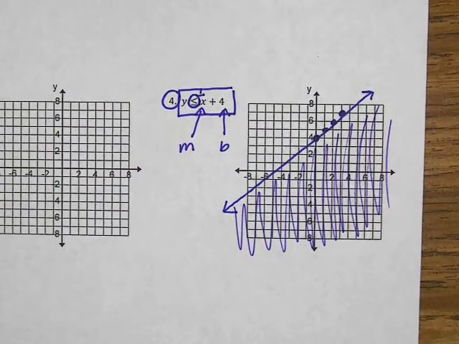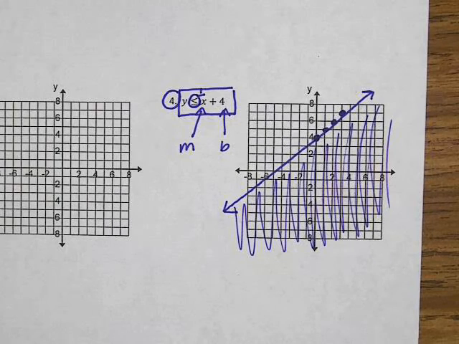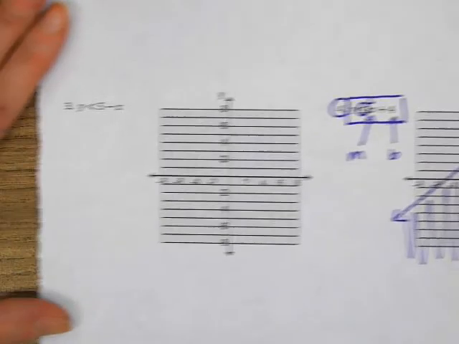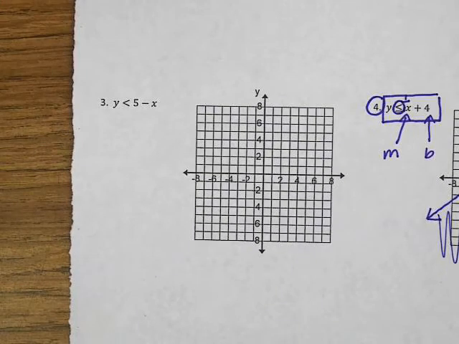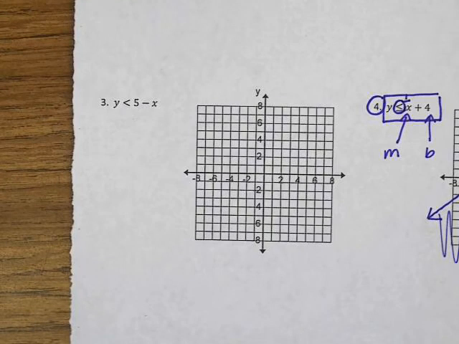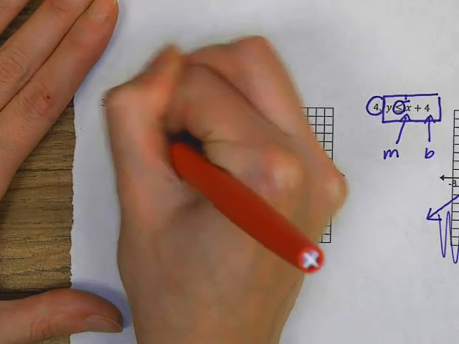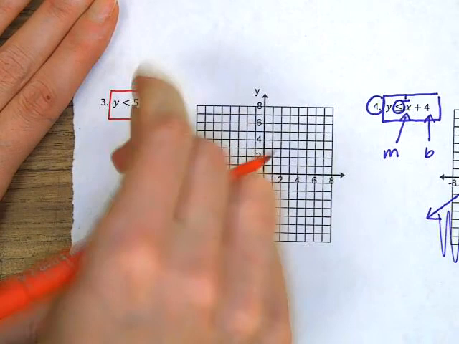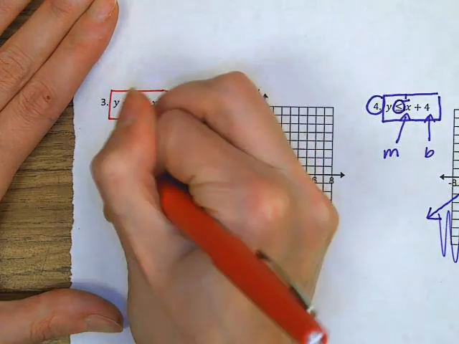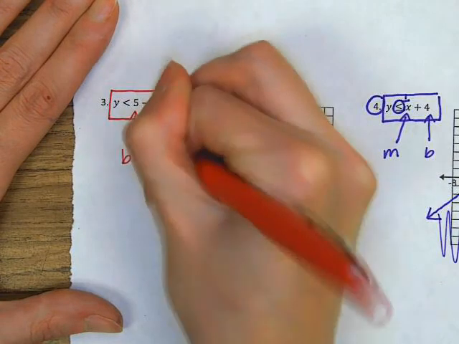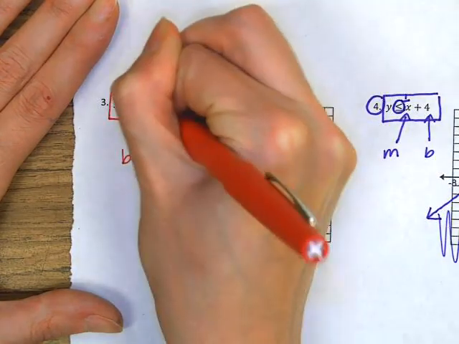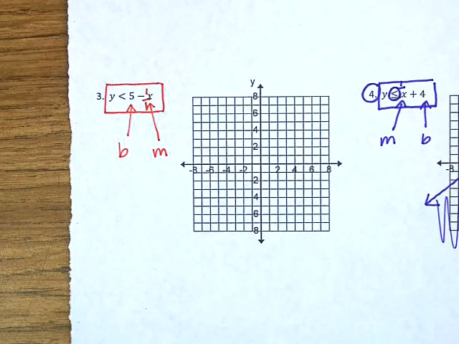All right, if you're feeling comfortable, feel free to stop the video now. If anybody's interested, I'll do one more. Let's look at number 3. So feel free to pause it if you want to try 3, and then we'll check. Okay, so number 3, y is isolated, so we are ready to go. This one is in a weird order. The y-intercept is actually the 5, and the slope is actually the negative 1 over 1. So be careful that you get those in the right spot.